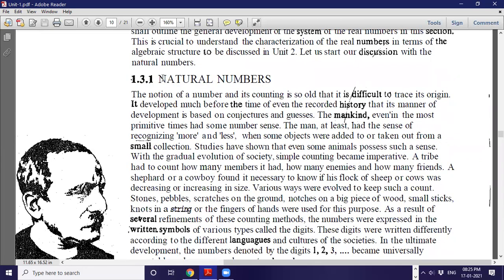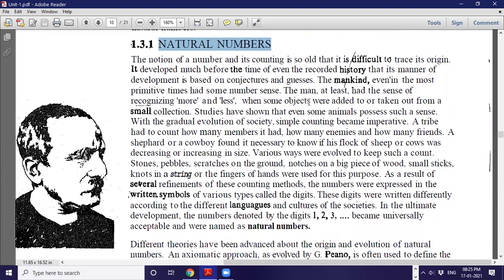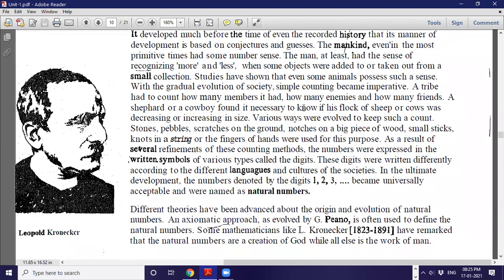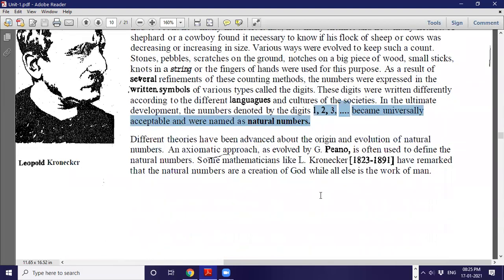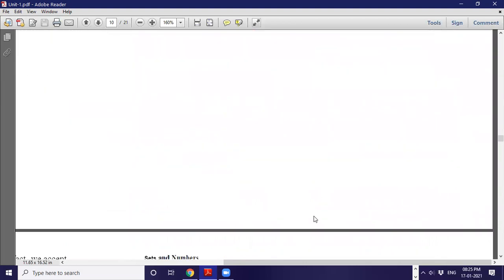Natural numbers, we discussed already. How it begins is very difficult to say. But you know that numbers like 1, 2, 3, dot, dot, they are the natural numbers. Means up to infinity, they are the natural numbers.